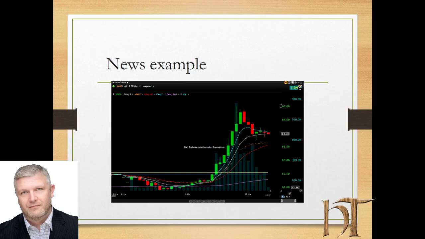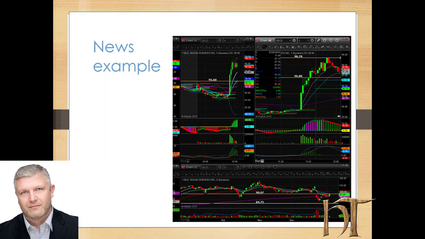Here's another example. This is an example of a news trade. It was Gilead. This is a good example of a news trade also having a tradable pattern, but this is where we can get into developing a strategy of actually trading news.